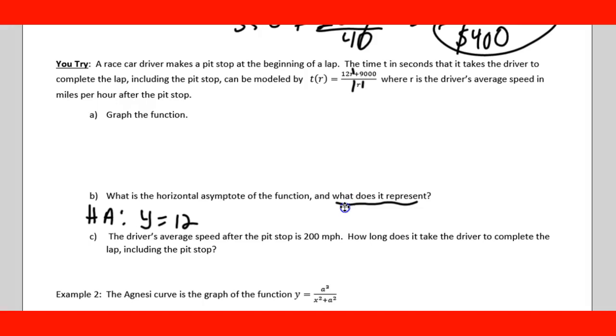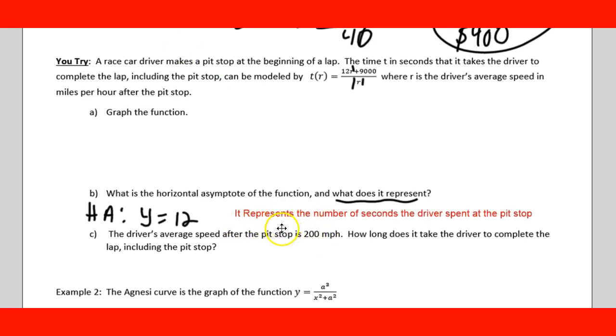Because when you look at the graph, matter of fact, I'm going to let you graph it. You graph it, all right? And when you look at it, you'll see that it represents, here, I'm going to type it, actually. Let me type it. Give me a second. There we go. It represents the number of seconds the driver spent at a pit stop.